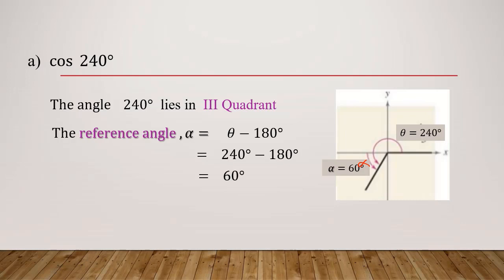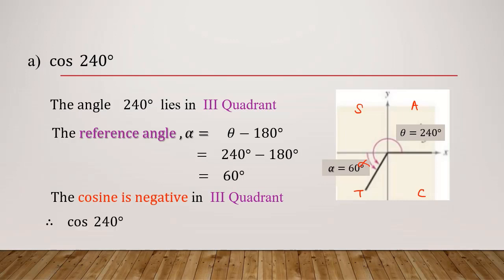After that, we use the formula of ASTC. We notice that in the third quadrant, only tangent is positive, so the cosine is negative in the third quadrant. Therefore, the cosine of 240 is equivalent to negative cosine of 60 degrees. So you will have negative 1 over 2.